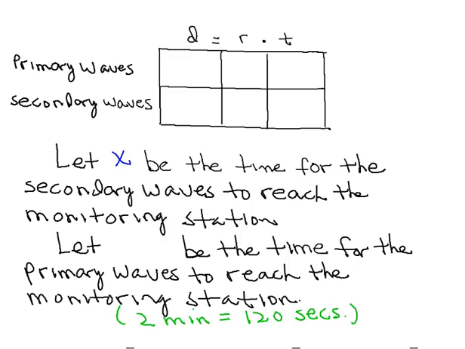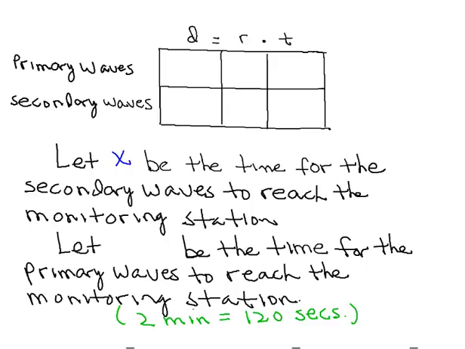So we're now ready to organize the information into a chart, and I've set it up as we've done in the previous example, where we have the two conditions for the two rows being primary waves and secondary waves, and across the top we've got distance, rate, and time. Now we're given in the problem a relationship between the times that the waves reach the monitoring station, and so I'm simply arbitrarily letting x be the time for the secondary waves to reach the monitoring station.